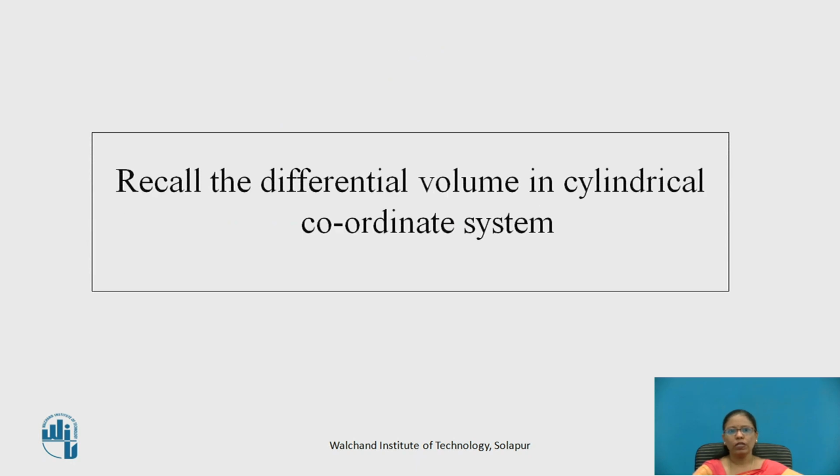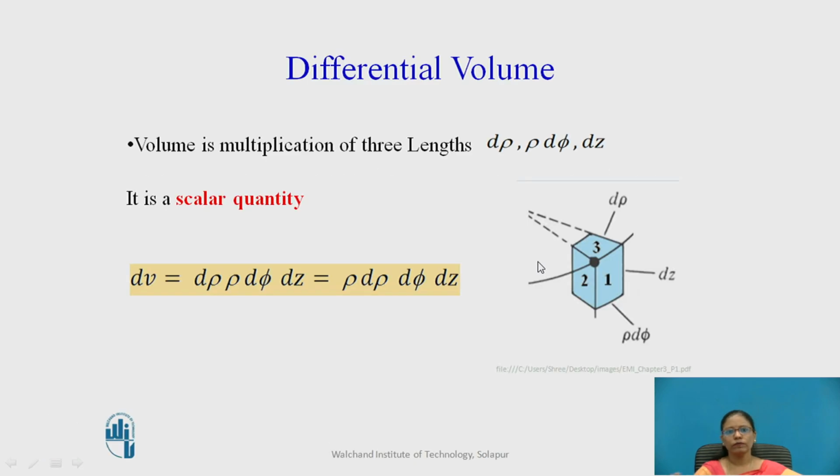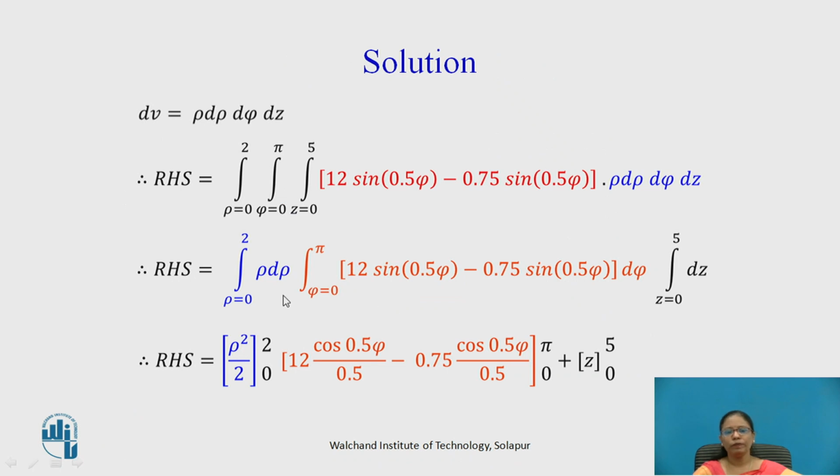So to find dv, let us recall the differential volume in cylindrical coordinate system. Volume is nothing but the multiplication of three lengths, that is d rho, dz and rho d phi. And volume is of course a scalar quantity. So dv is nothing but the multiplication of d rho, rho d phi, dz. This dv I can put in my equation. So dv is rho d phi dz, that can be put here, along with del dot D bar, which I have already calculated.